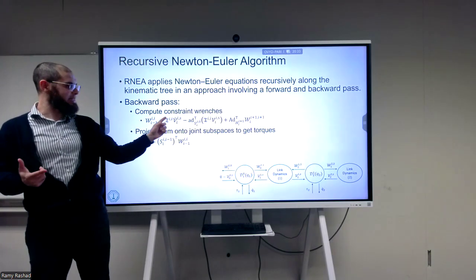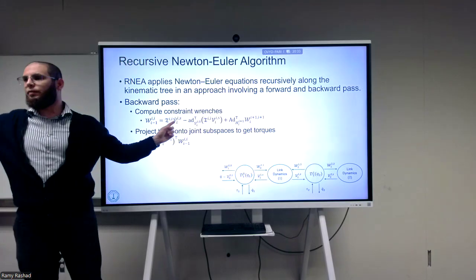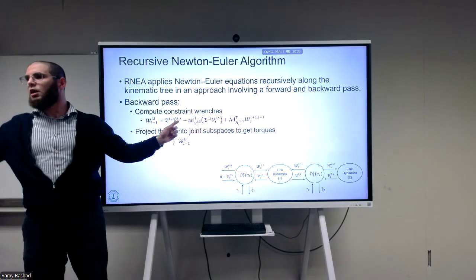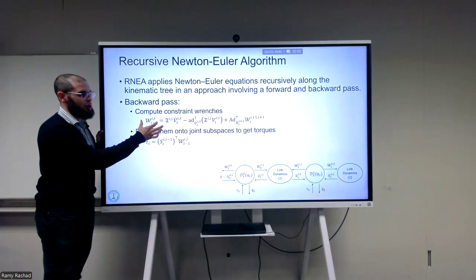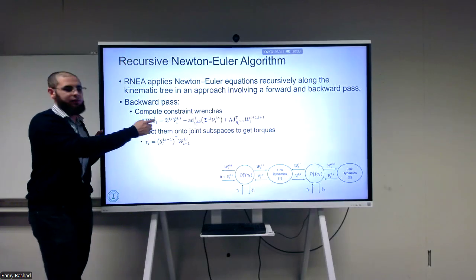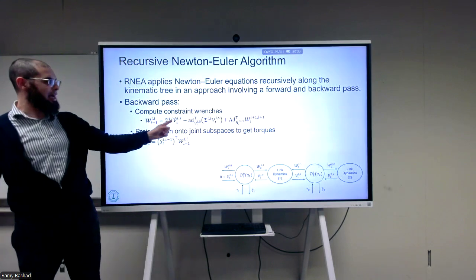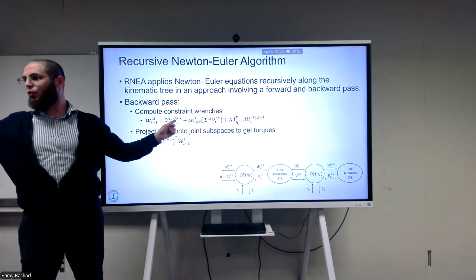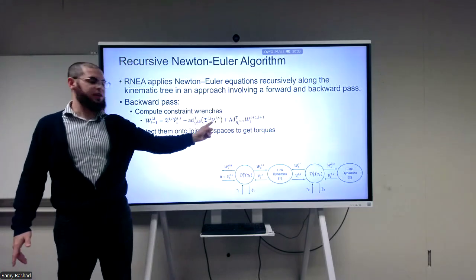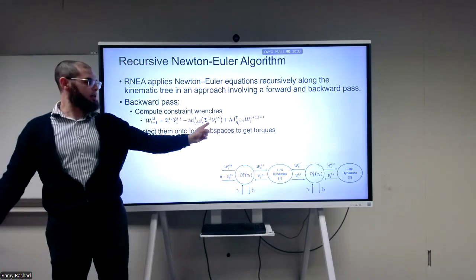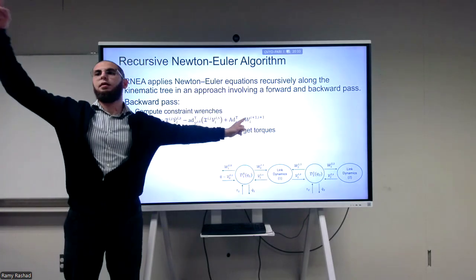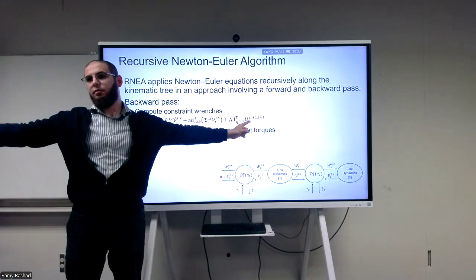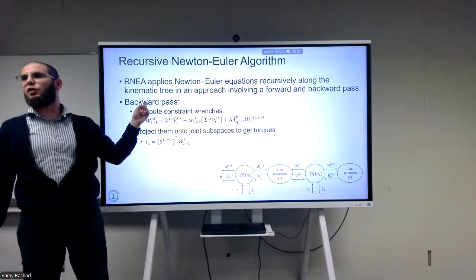We always have I multiplied by V dot equal to all of the stuff on the right-hand side. But if we re-parameterize it such that the constraint wrench is actually the output of this equation, you see on the right-hand side, I have the V dot, which I calculated in the forward pass. This is a function of V, which I also calculated in the forward pass. And this is a function of the wrench of the next link, exactly, of the child. So you see why we need to start with the backward pass.